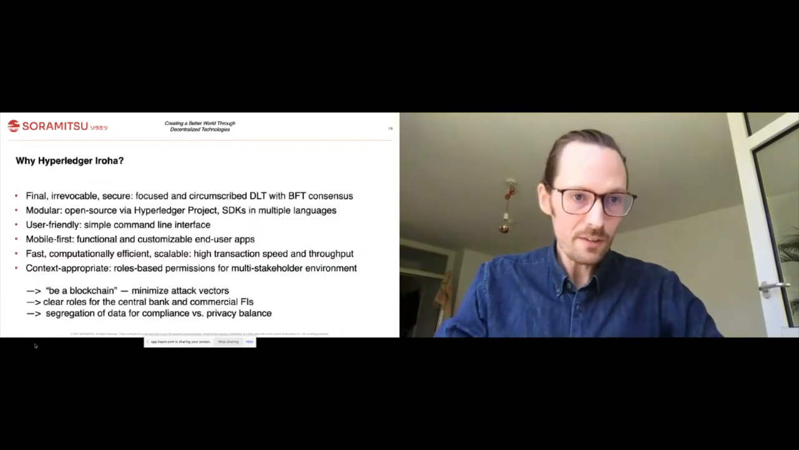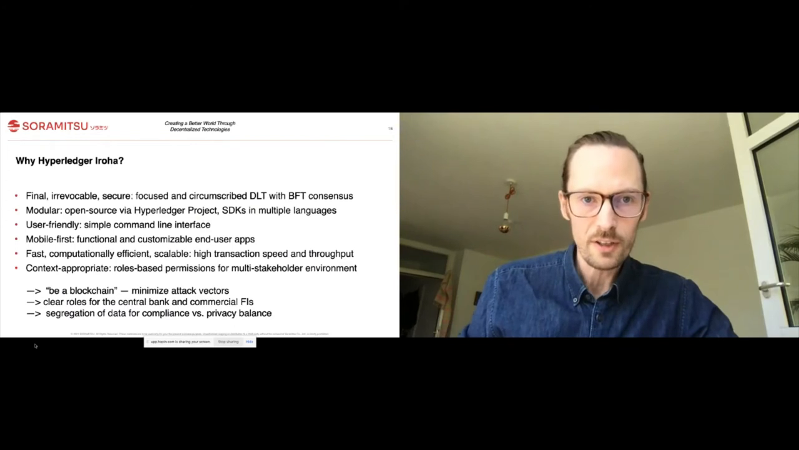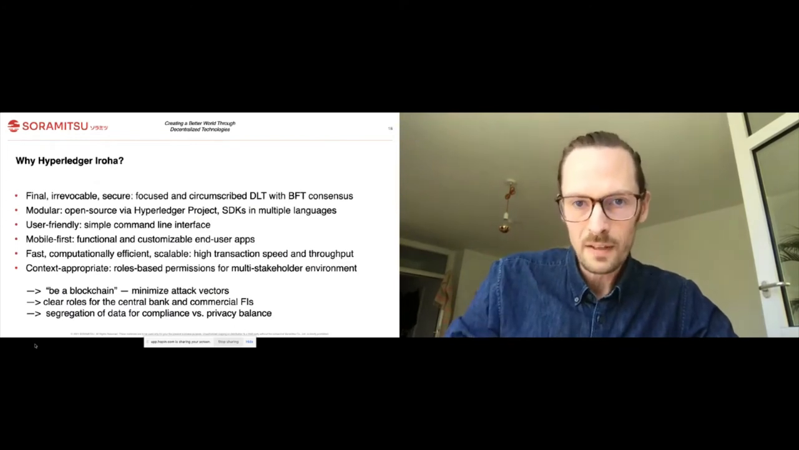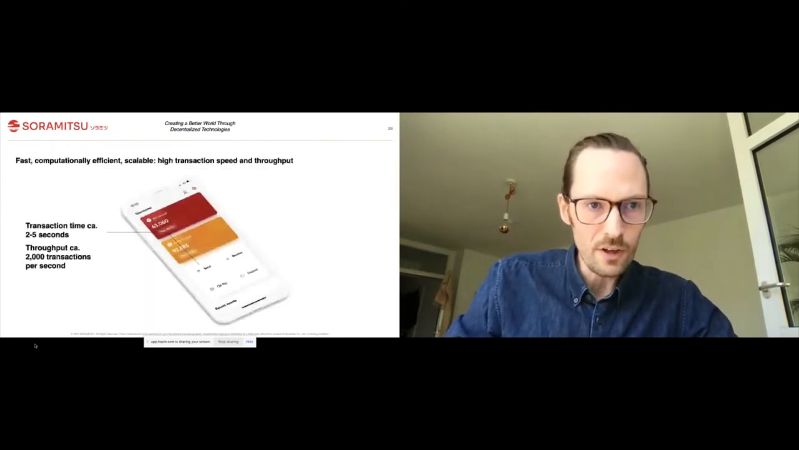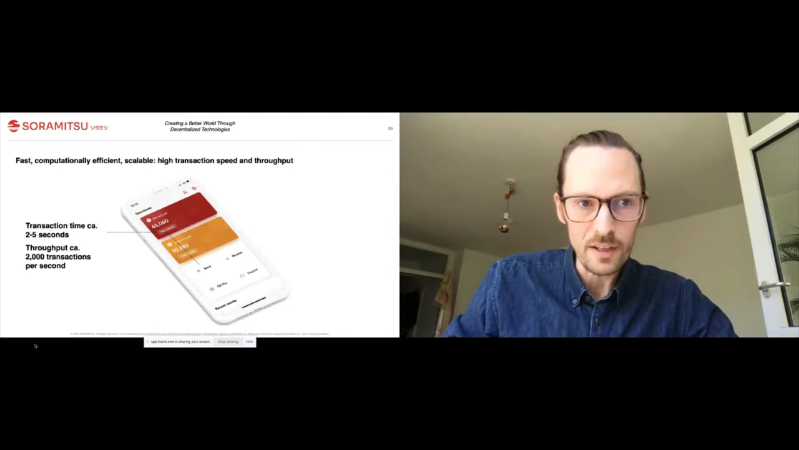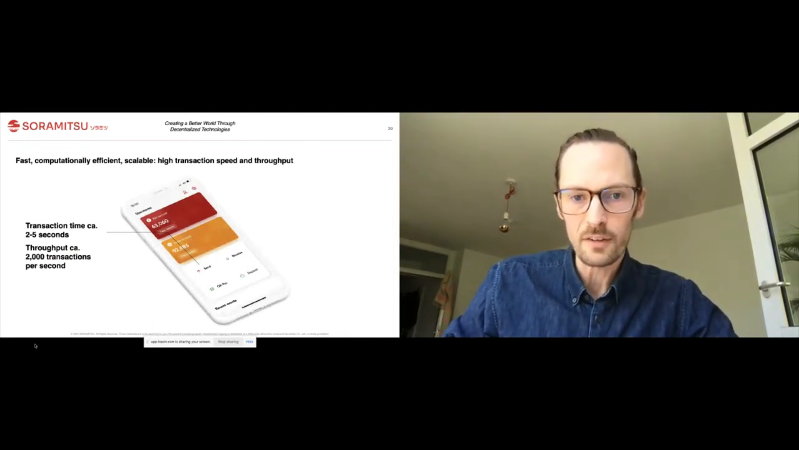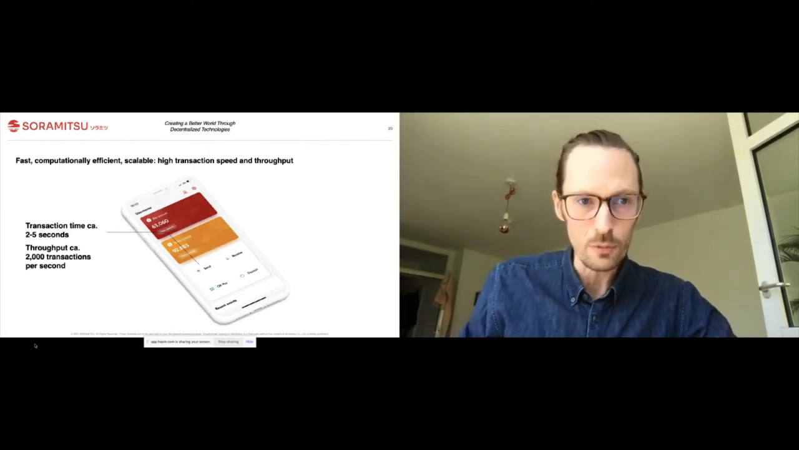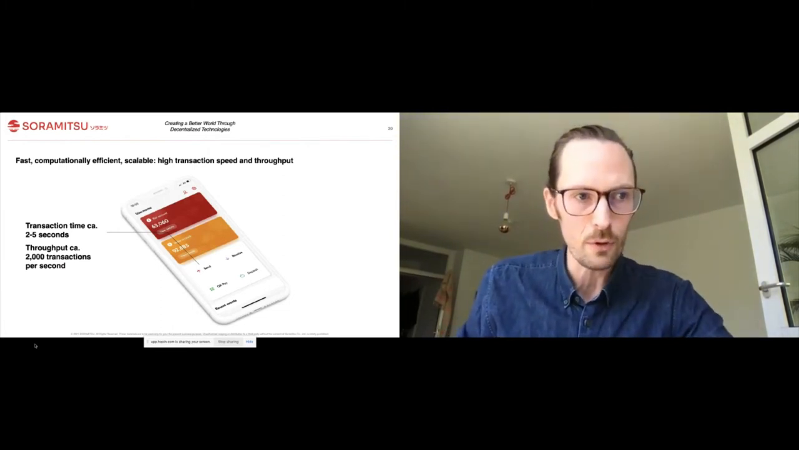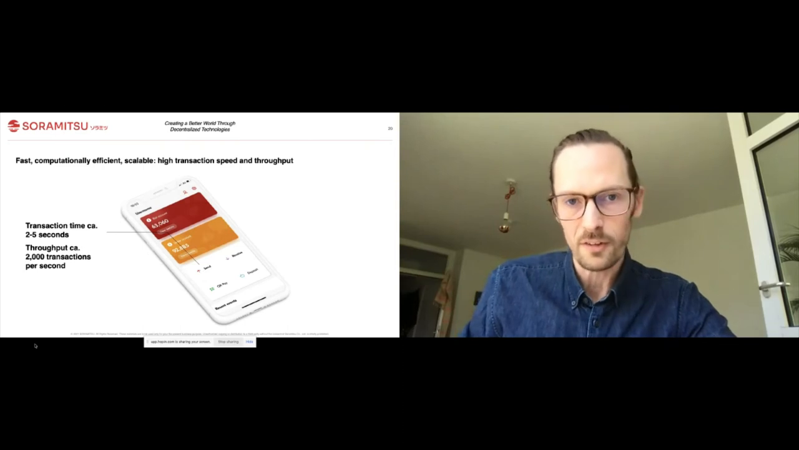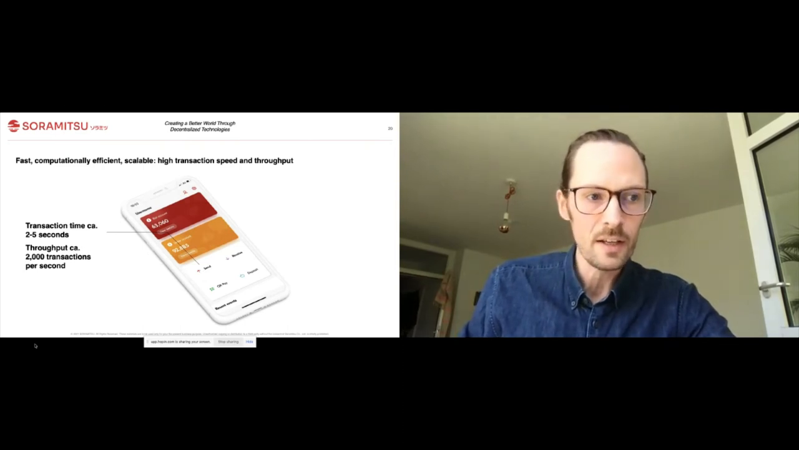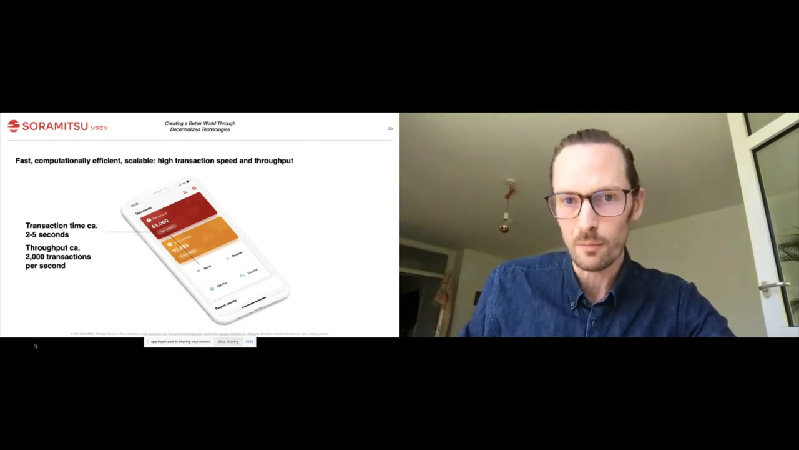It's also fast. Iroha is quite computationally efficient. It's scalable, and it has a current transaction time of around 2.5 seconds and a throughput of around 2,000 transactions per second. And we're always working to improve those numbers. Although for Cambodia, this is sufficient to cover the transactional needs of the population, which is around 17 million people.